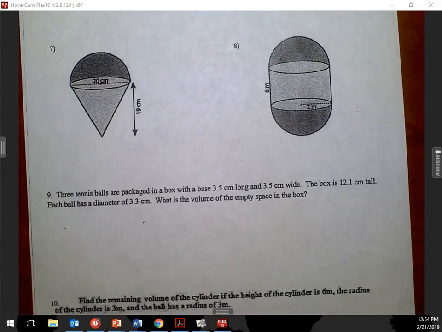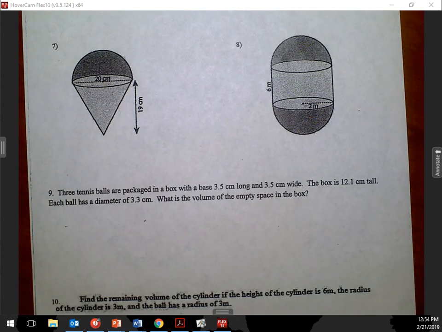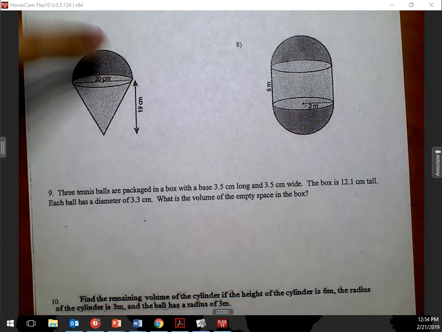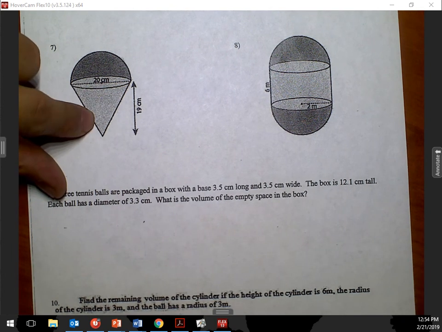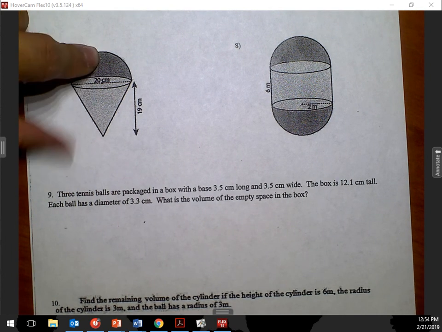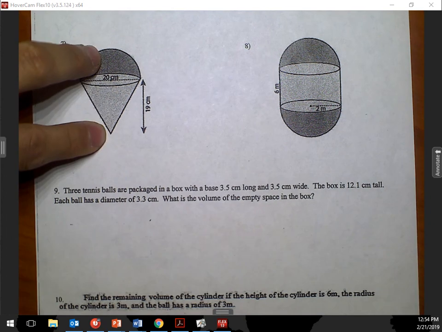Okay, see this snow cone? Listen. Number 7: volume of a cone plus volume of a hemisphere, and add those.